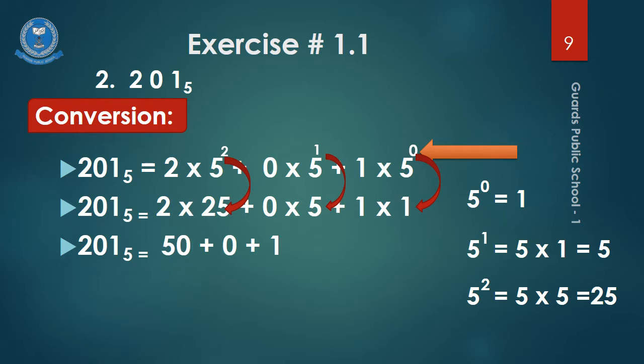In next step, multiply the numbers 1 by 1. Yes, it is equals to 1 because 1 ones are 1. 5 multiplied by 0. Yes, it is equals to 0. Whenever 0 is multiplied by any number, answer is 0. And 25 multiplied by 2 is 50. Add these numbers, 50 plus 0, 0 plus 1, it is equals to 51. And now 2, 0, 1 with base 5 is equals to 51 in decimal system, and this is the required answer.